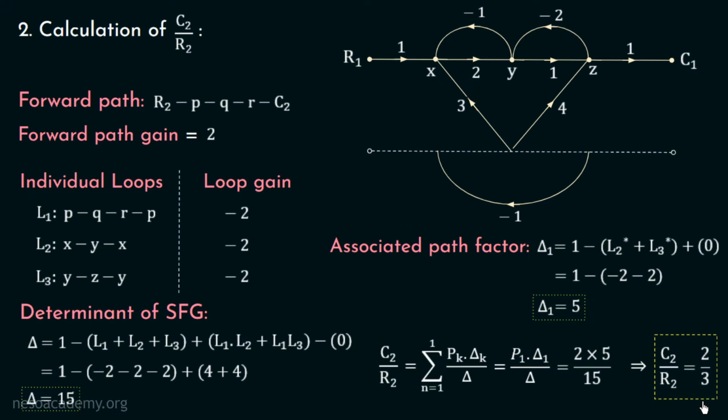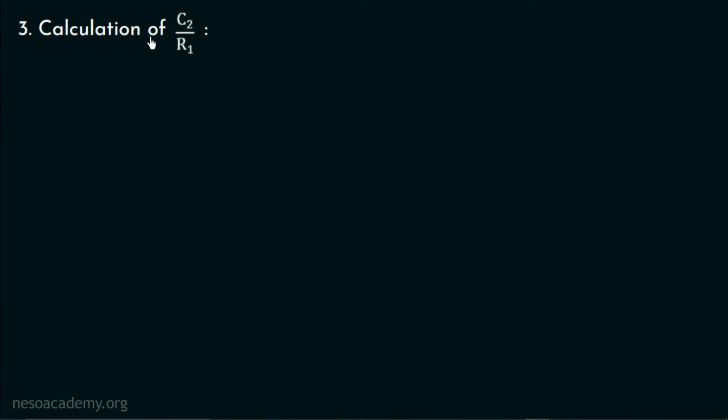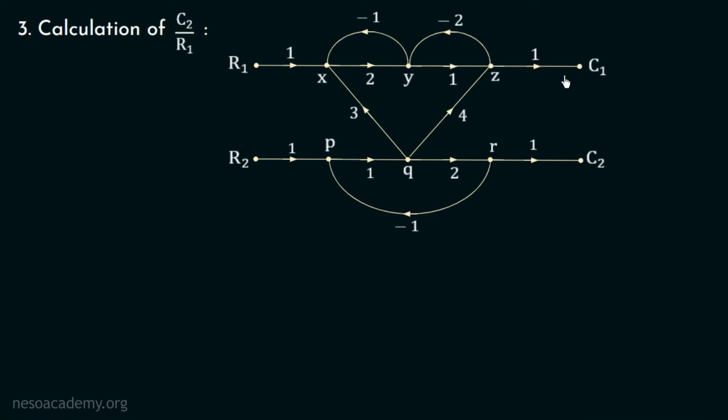We will now move on to the calculation of transfer function C2 over R1. Moving on to the calculation of C2 over R1, let us consider the given signal flow graph one more time. And in this case, we need to find out the transfer function C2 over R1. And that's why we will assume the input R2 and this output C1 equal to 0.